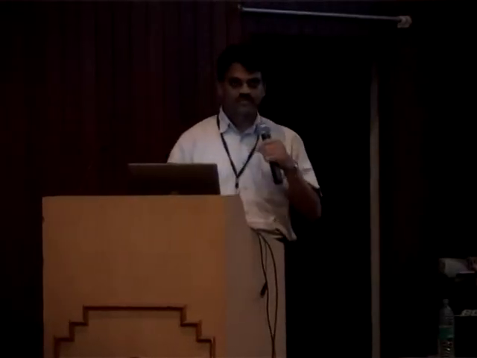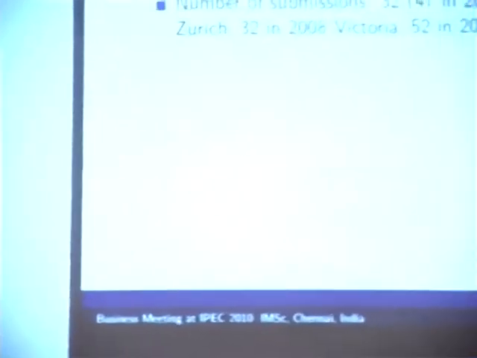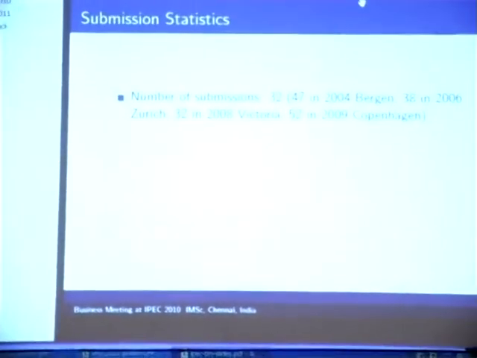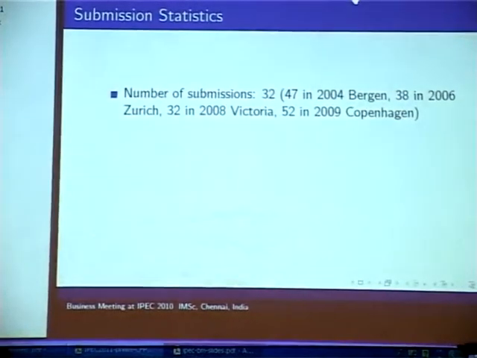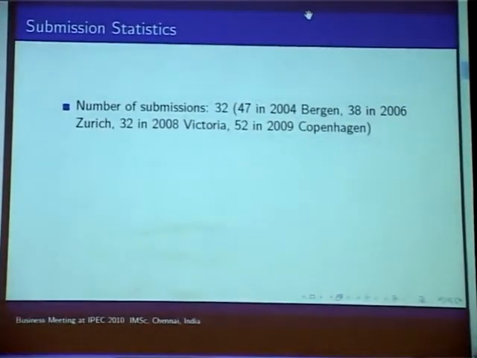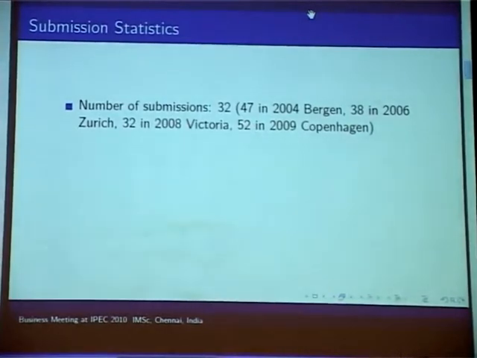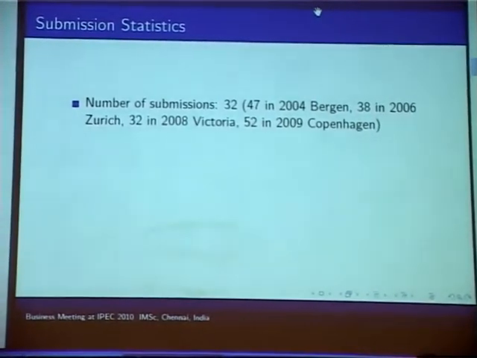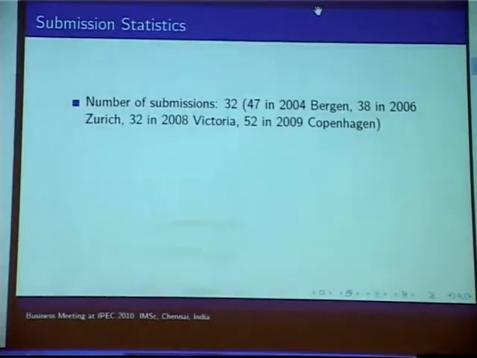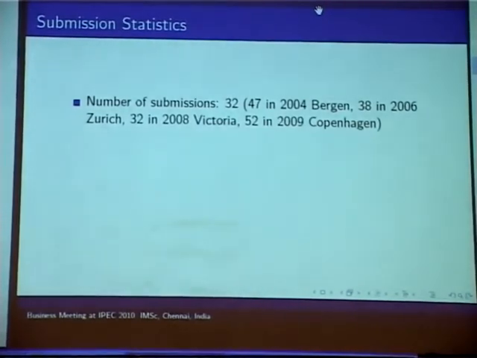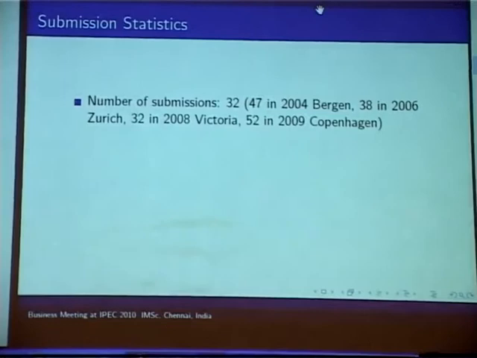Some of these numbers, every time when we had it outside Europe, I think the number went down. I don't know whether it says anything. This is a very small data point, but in Victoria it was 32 and it's 32 here. I have another theory of why the number went down here. As PC chairs, we decided that PC chairs will not submit papers. So Saket couldn't submit papers, so we lost some 10 papers.